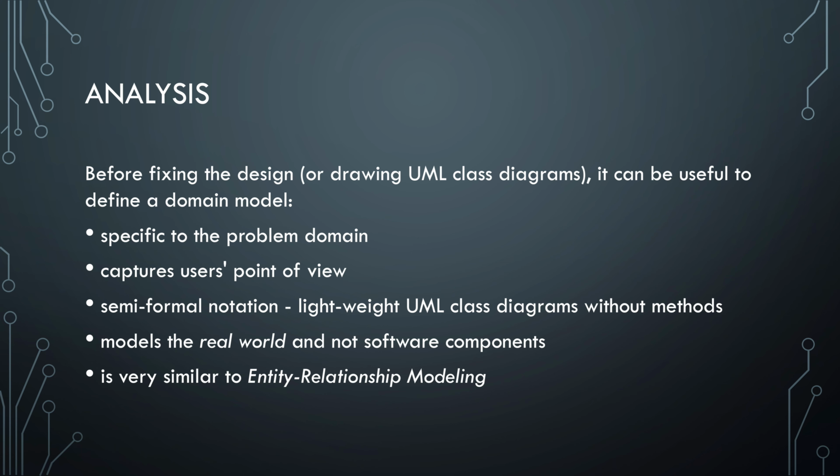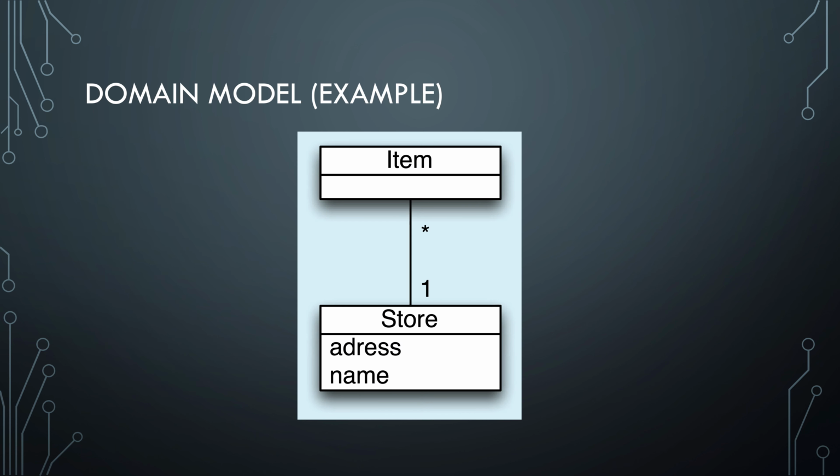Before you draw the UML class diagrams, create a so-called domain model. A domain model describes the problem domain in an abstract way and captures the user point of view. You can use lightweight UML for this, class diagrams, but without methods. This models the real world and not software components. For example, a domain model may describe a store with an address and a name that has a number of items in its inventory.